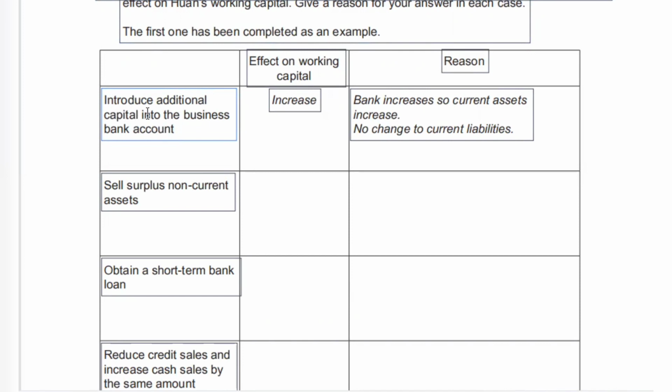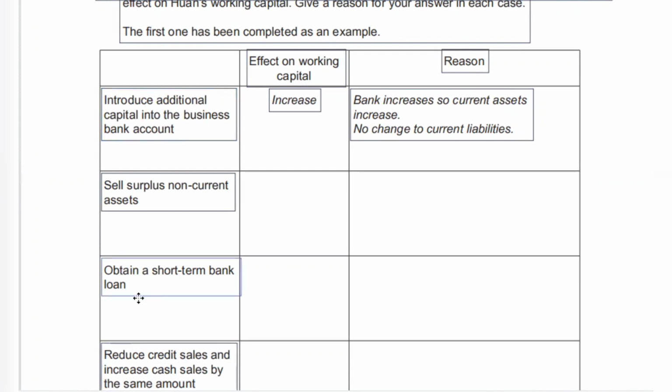As bank or cash increases, current assets increase. As we sell surplus non-current assets by cheque or bank, bank or cash comes under the current assets, so current assets will increase, and non-current assets will decrease. So there will be no change in the current liability and no change in the capital.